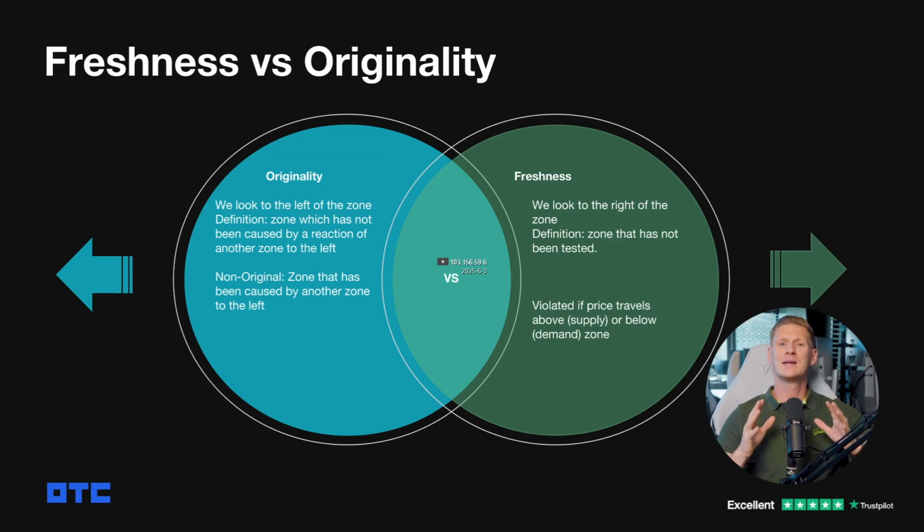Becoming masters of zone analysis means developing the ability to look to the right of our zones and ensuring they are fresh, untouched, and untested by price. However, for lower time frame zones, it is equally important to look left to determine the origin of a zone. Every LTF zone falls into one of two categories: original or non-original. An original zone is one that hasn't been caused by a reaction to another zone to its left. In contrast, a non-original zone is created as a result of a reaction to an earlier zone.